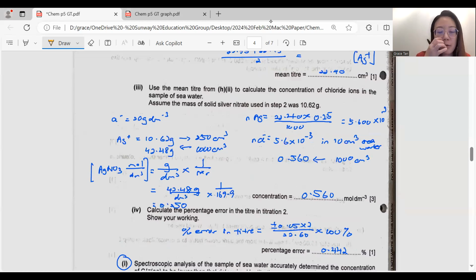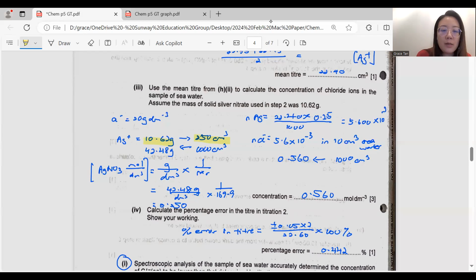Use the mean titer from H1 to calculate the concentration of chloride ion in a sample of seawater. 3 marks. Assume the mass of solid silver nitrate used in step 2 was 10.62 grams. First, the density of chloride was given as 20 gram per dm cube. You dissolve 10.62 grams in 250 centimeter cube, so please follow my highlighter. In the 250 volumetric flask, you dissolve 10.62 gram.